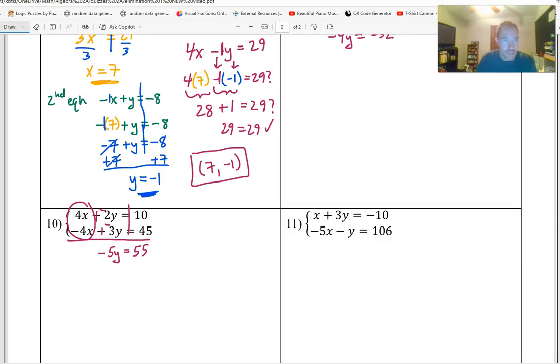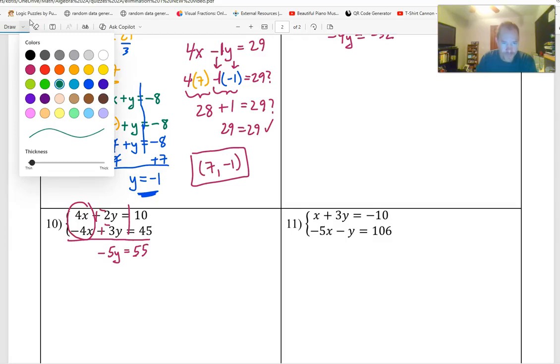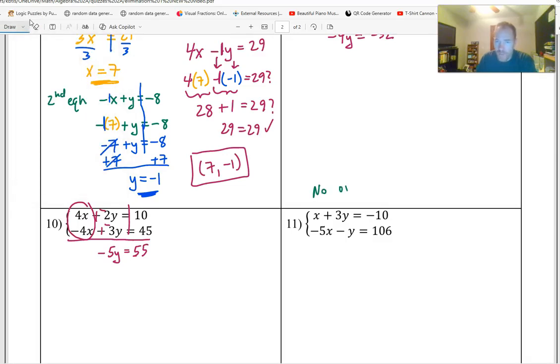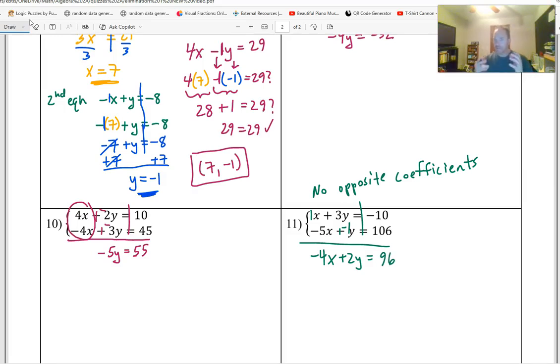Number 11, if you notice, is a little different because right now there are no opposite coefficients in number 11. The +1x and the -5x, those are not opposites. +3y and a -1y are not opposites. So if you added these together, you would get -4x plus 2y equals whatever that is, 96 over there, I think. And that's not good because we still have both variables. Both variables are still in the equation.